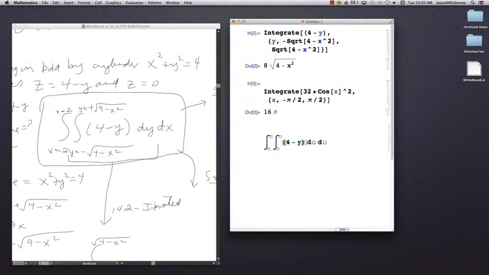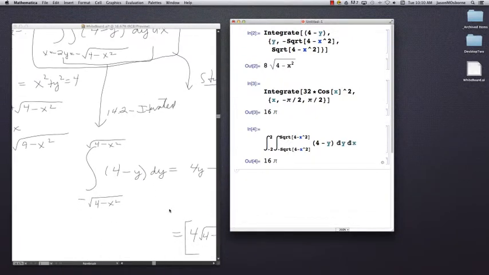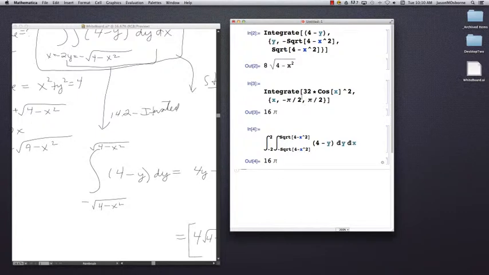This would be 4 minus y. This would be negative square root 4 minus x squared. The top bound would be the square root of 4 minus x squared. That would be a dy problem. And the last integral will be -2 to 2, a dx problem. And let's hope that when we hit Shift Enter here, we get 16 pi, and we do. So the computer has double checked that for us, which means that we did all the steps here correctly, which is not bad on a first pass.